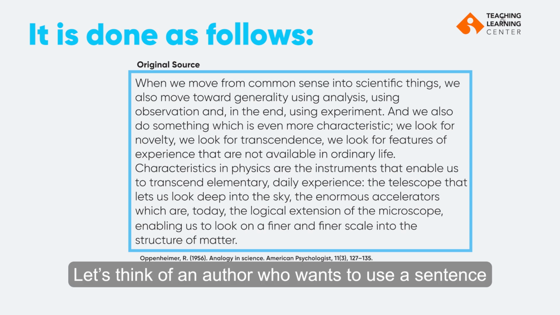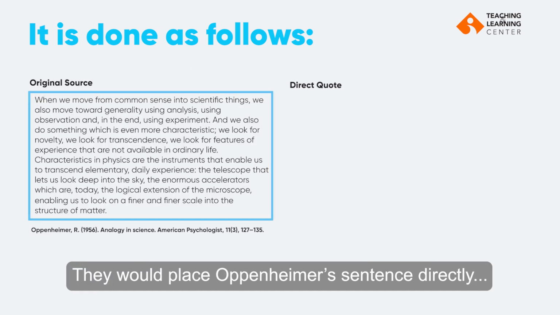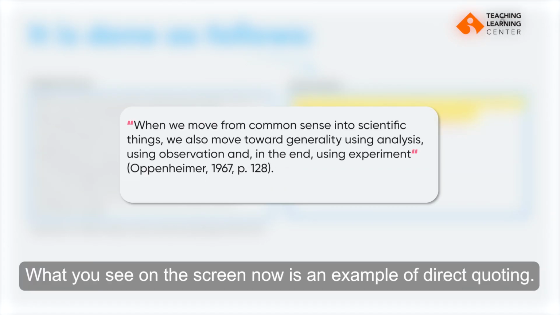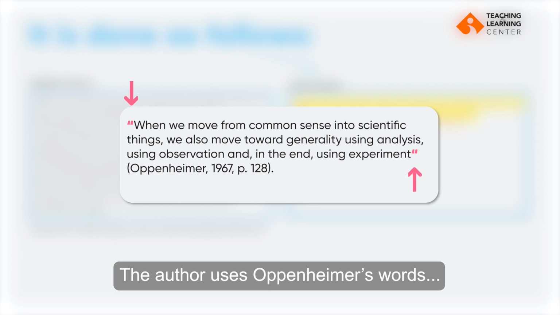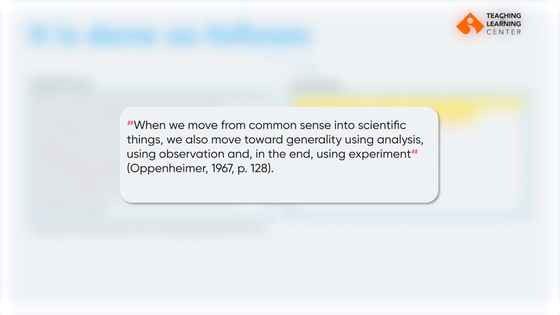Let's think of an author who wants to use a sentence from an article by Robert Oppenheimer. They would place Oppenheimer's sentence directly in their text, enclosing it in quotation marks. What you see on the screen now is an example of direct quoting. The author uses Oppenheimer's words exactly as the original and puts them in quotation marks.